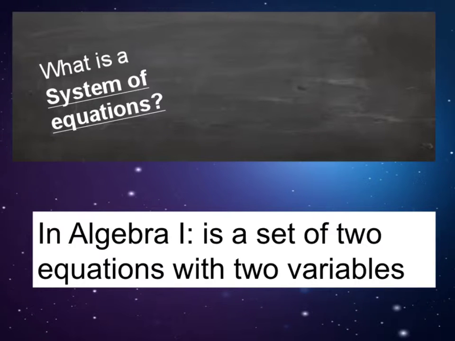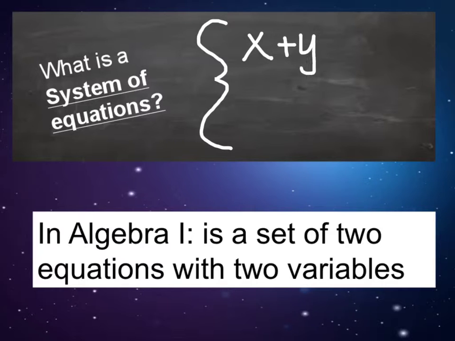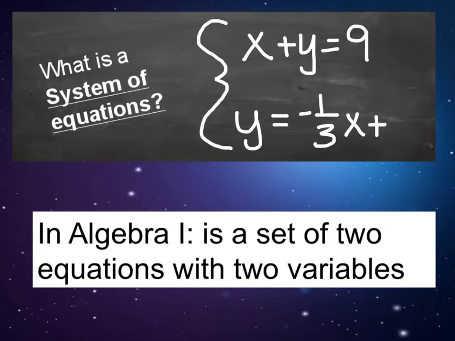And I'll go ahead and write a little example of what it looked like. So a system is usually represented with a curly bracket because a system is two, it's together. A set of two equations, so I can make up two equations like x plus y equals 9, or we can do y equals negative 1/3 x plus 6. This is a system of equations. It's two equations with two variables like x and y.